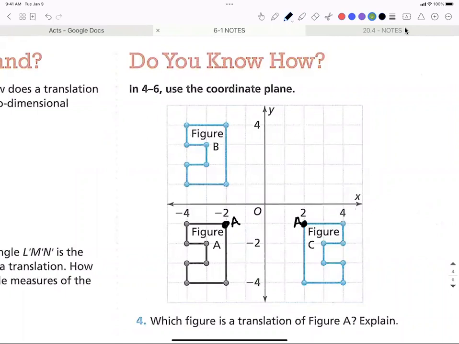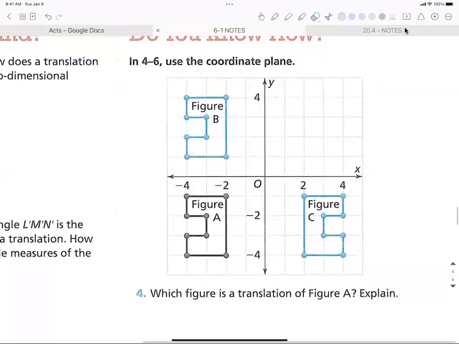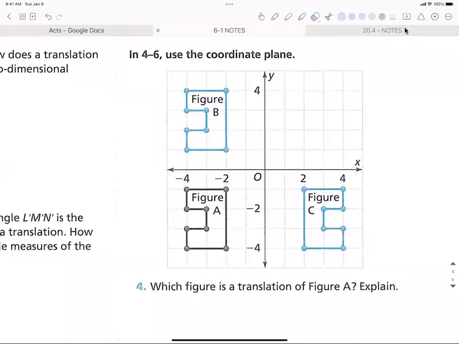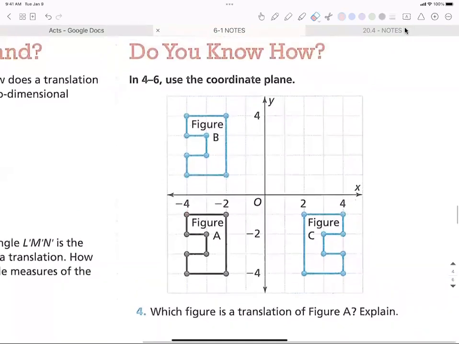Everybody see that? So if this were truly a translation, this box and this box also have to be 4 boxes apart. And they are definitely not. They are much further than that apart. So it doesn't even pass the test of having the vertices match up. Okay. So yes, figure B. And then for explain, you would just explain that each vertice moved up exactly how many?